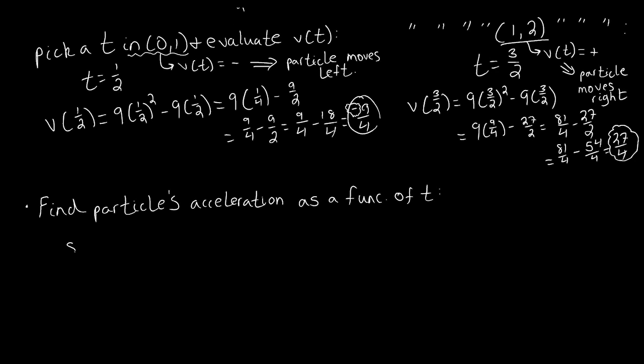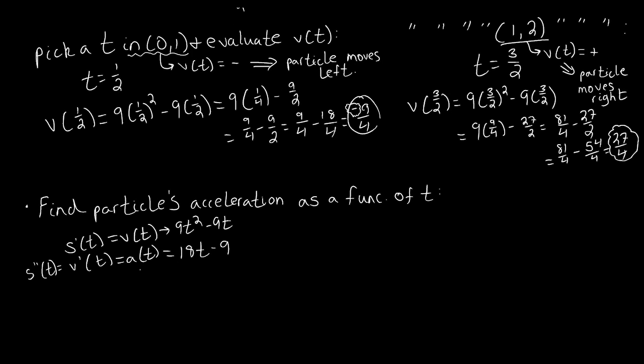So similarly to how we said that s prime of t gives us velocity as a function of time, the derivative of our velocity gives us acceleration, right? So technically this is the second derivative of the position function. But in order to find acceleration, we're just going to take the derivative of our velocity function, and we said that our velocity function was 9t squared minus 9t. So if acceleration is the derivative of this, we're going to use the power rule again to give us 18t minus 9. So our acceleration function is given to us right here. This is our particle's acceleration as a function of time.